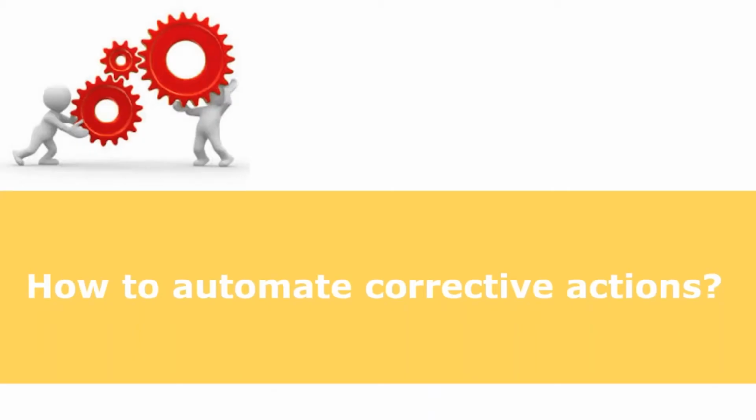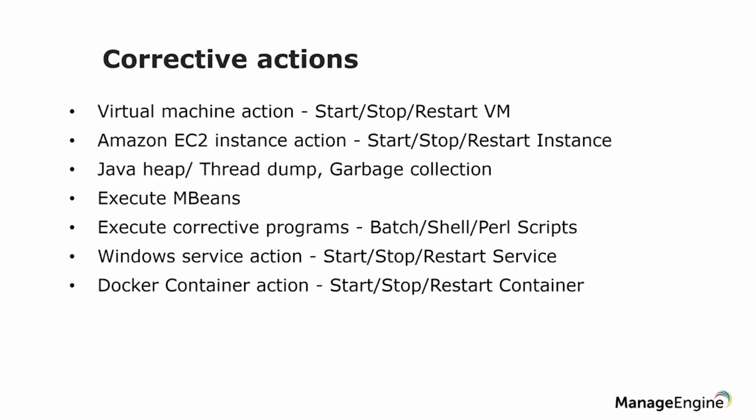All right. So the next topic is how to automate corrective actions. We have categorized them based on their functionality. The first is the corrective actions, where we have provided certain actions based upon the type. Virtual machine action, Amazon EC2 instance, execute mbean, Windows service action, Docker container action. These are specific to these monitors alone.